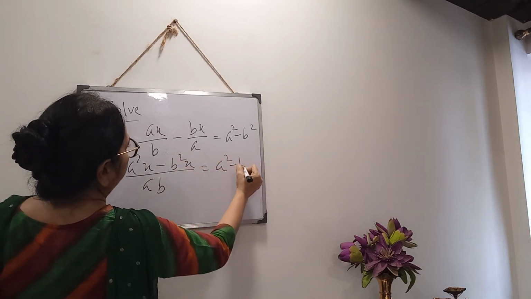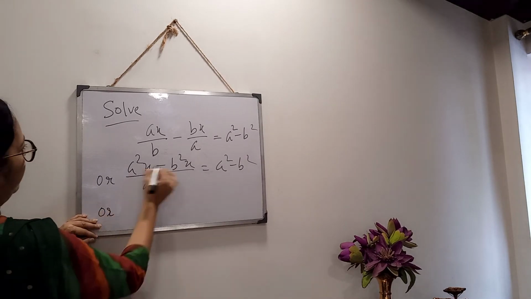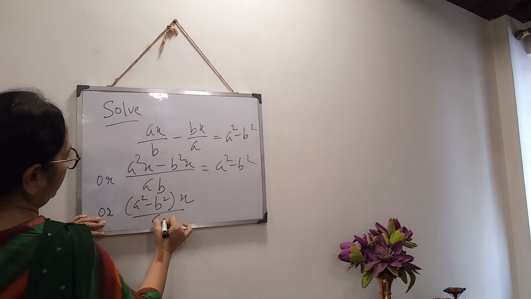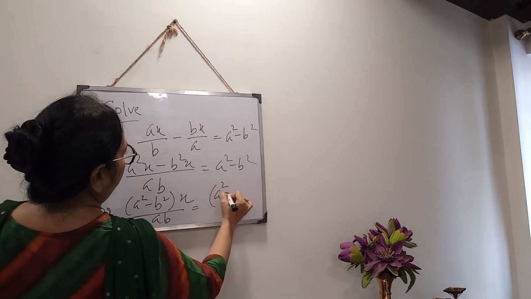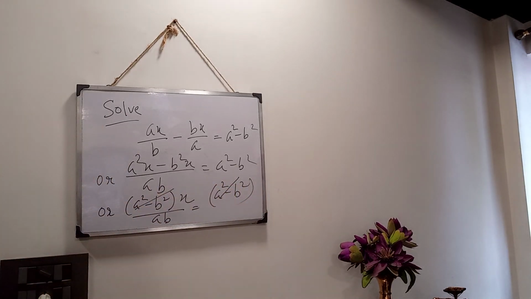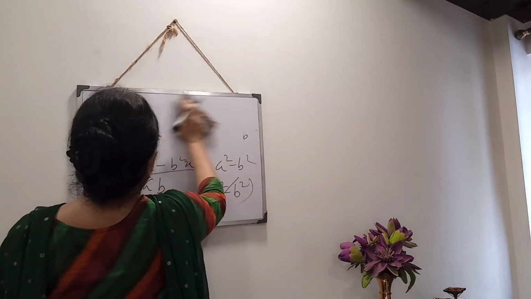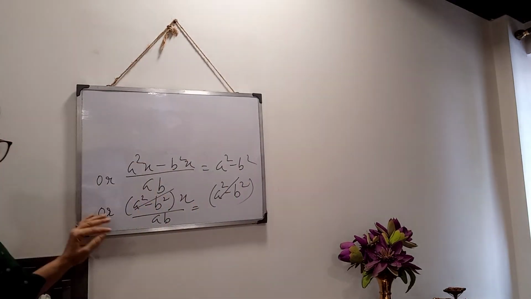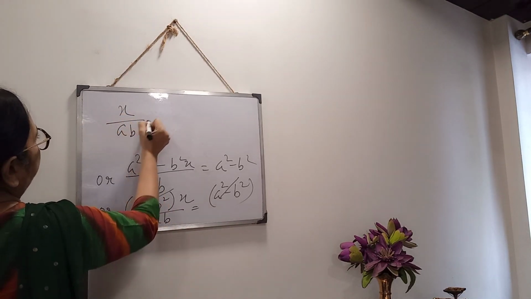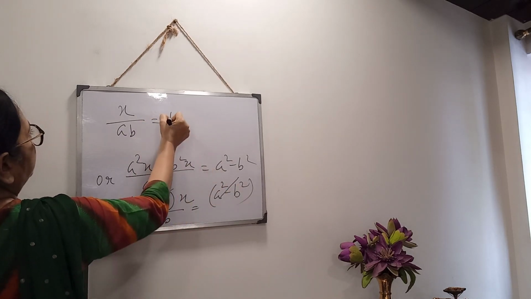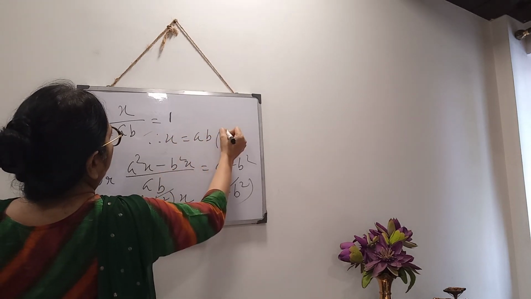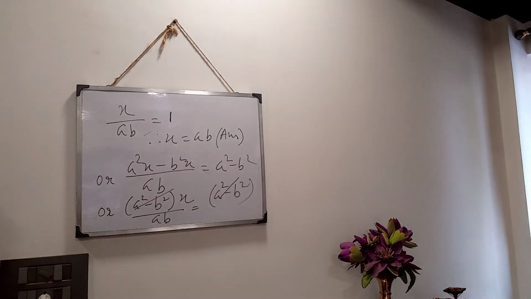Clear? Then we can take x common from numerator. So it is becoming a square minus b square into x by ab equals to right hand side a square minus b square. Now from both sides we can cancel this. Clear? So after cancellation what we are getting: x by ab. Right hand side nothing is there, you don't put 0, 1 is there. Then cross multiply. Therefore value of x is coming ab into 1 means ab. Clear?